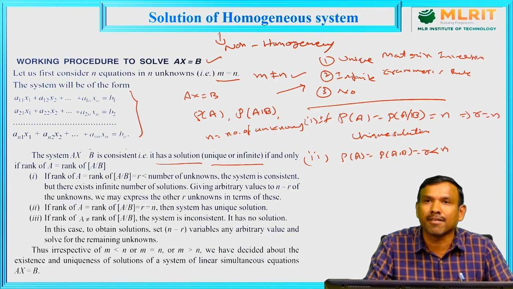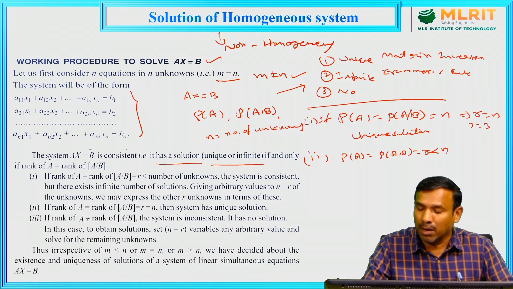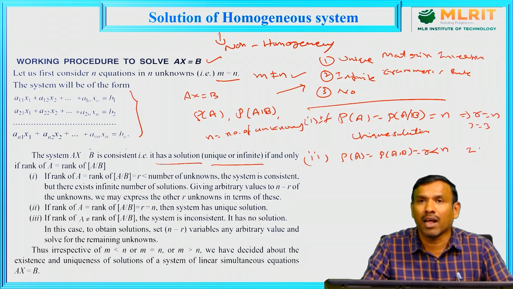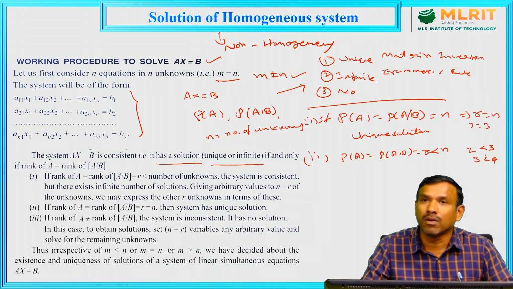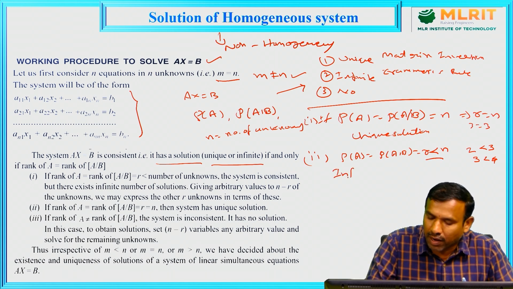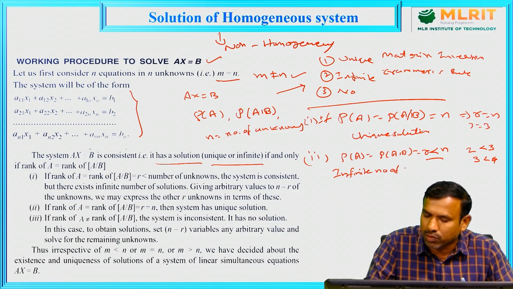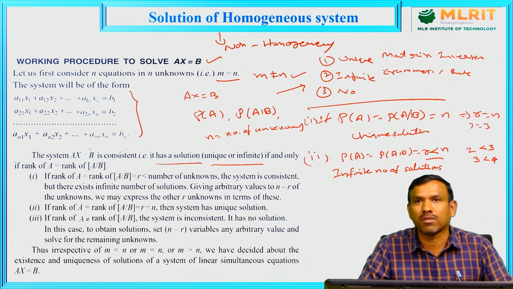Suppose here, first case, 3 is equal to 3: rank is equal to 3, unknowns are equal to 3. But suppose we got the rank of A and rank of A by B as 2, but unknowns are 3. Or rank we got 3, unknowns are 4. This type of case is generally called the less than n case. In this case, the system will have an infinite number of solutions, or we call it many solutions. Okay.